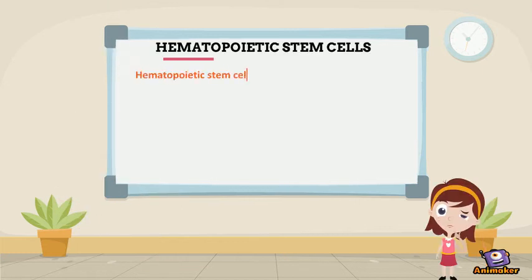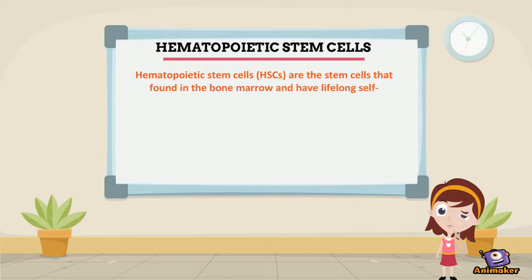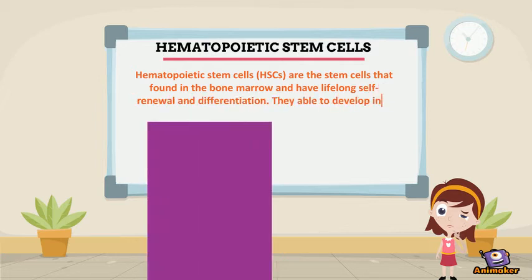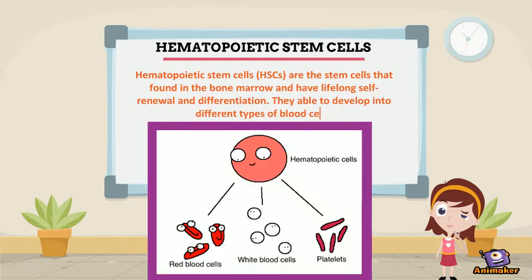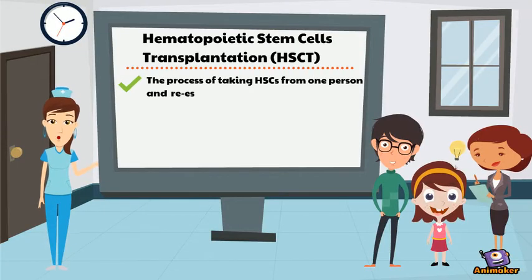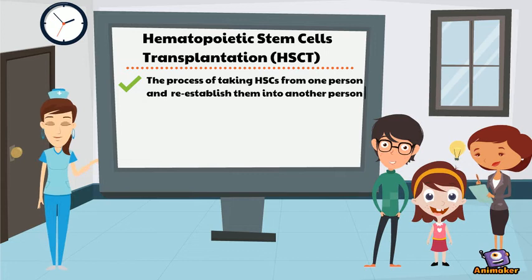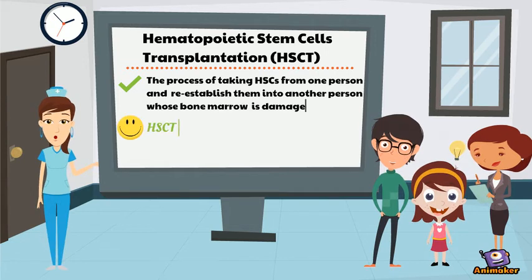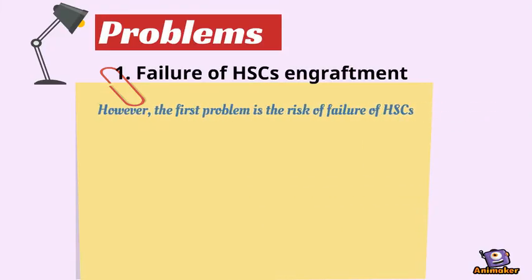Problems of correcting SCID using stem cells. Hematopoietic stem cells are the stem cells found in the bone marrow and have lifelong self-renewal and differentiation. They are able to develop into different types of blood cells. Hematopoietic stem cell transplantation is the process of taking HSCs from one person and re-establishing them in another person whose bone marrow is damaged. HSCT is an effective approach for SCID treatment.